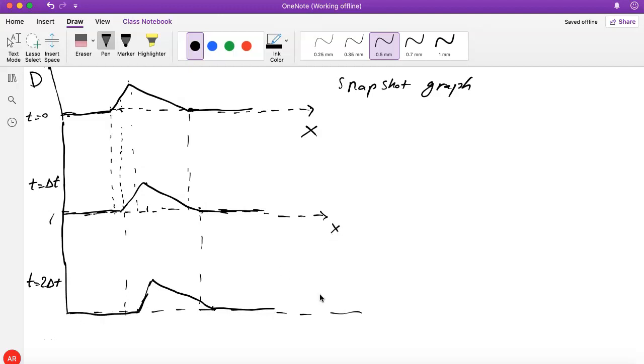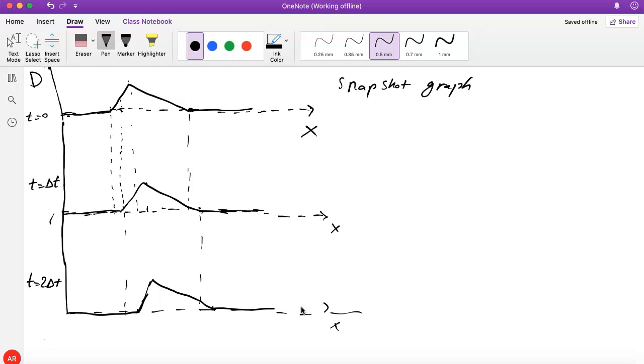So from one snapshot at one time, if I have that snapshot at t equals 0, because I know that this is a wave propagating to the right at constant speed v, I can, for any other time, extract and draw the snapshot graph. You just move forward this disturbance, all the displacements.